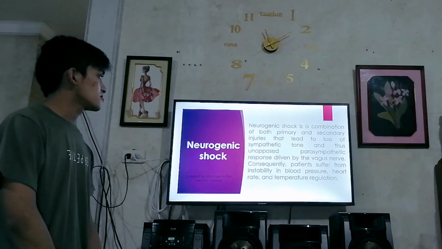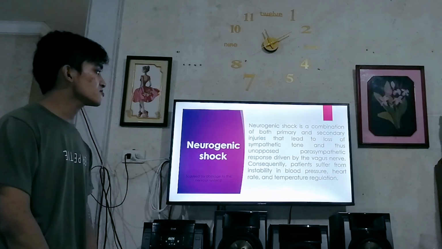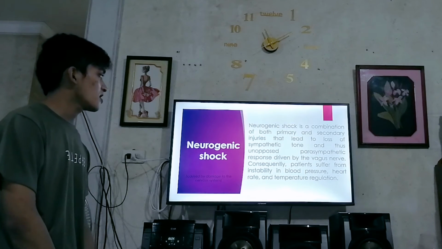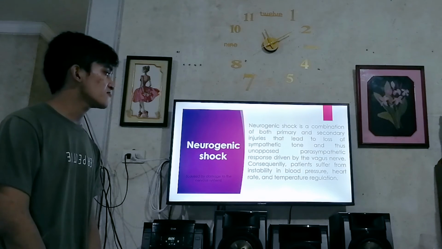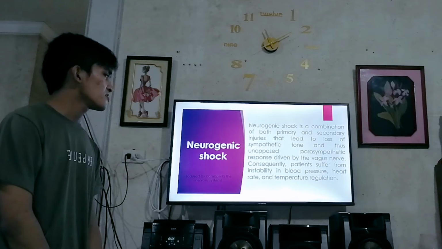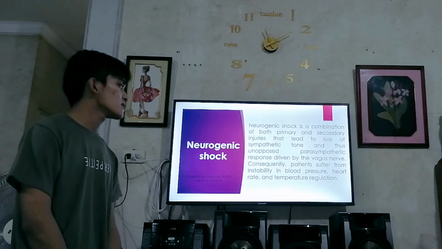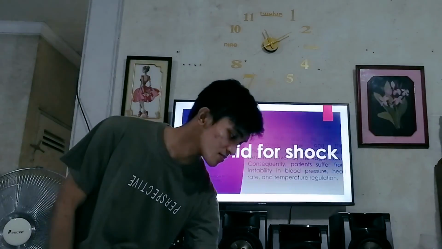Neurogenic shock is a combination of both primary and secondary injuries that lead to loss of sympathetic tone and unopposed parasympathetic response driven by the vagus nerve. Consequently, patients suffer from instability in blood pressure, heart rate, and temperature regulation.